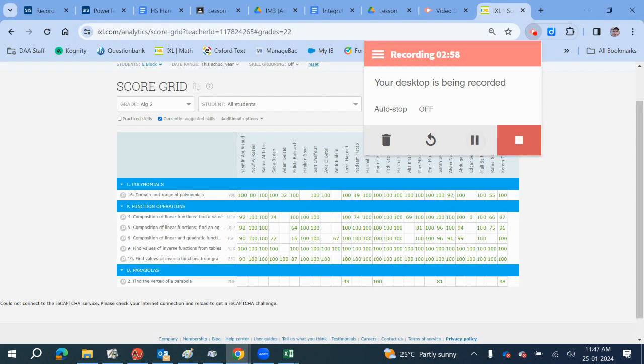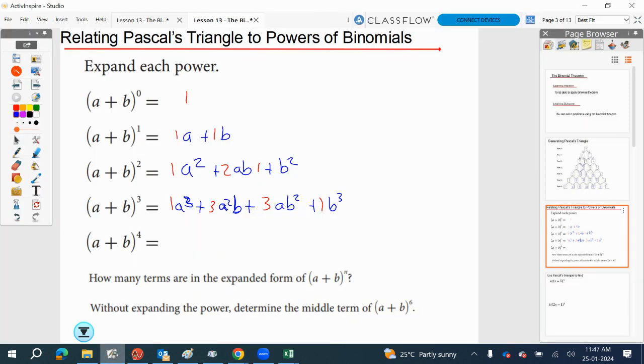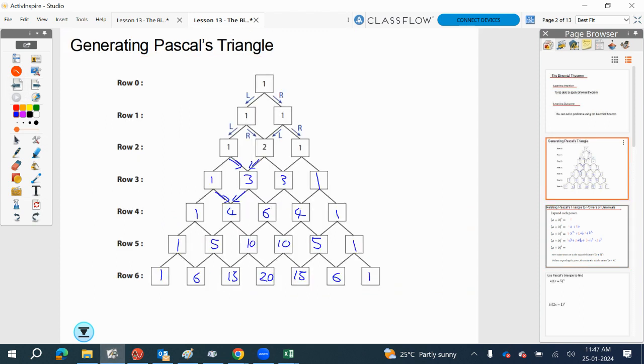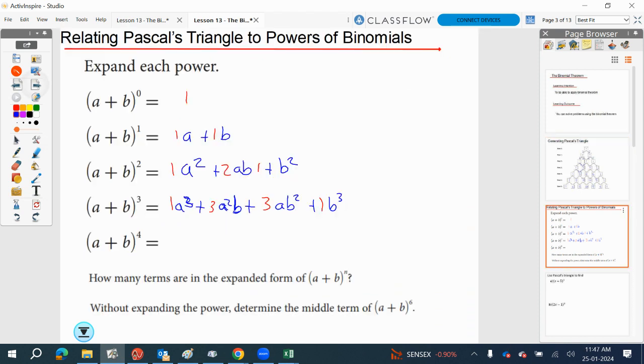Attention, please. All right. So what's the next row going to be? Well, look at the red numbers. We've got 1, 1, 1, 1, 2, 1, 1, 3, 3, 1 for Pascal's triangle. What's the next row of Pascal's triangle? 4, 6, 4, 1. So this is going to be 1, 4, 6, 4, 1.